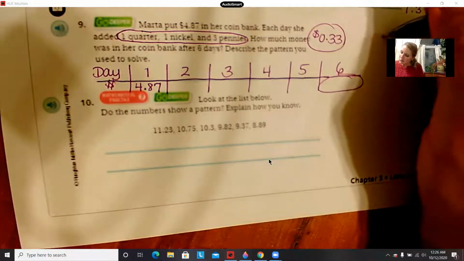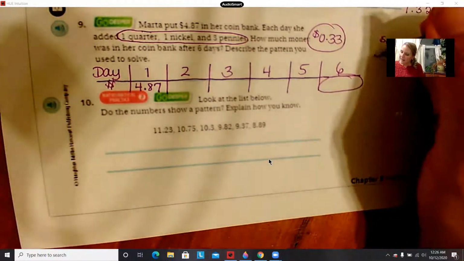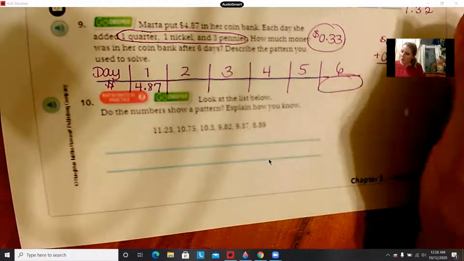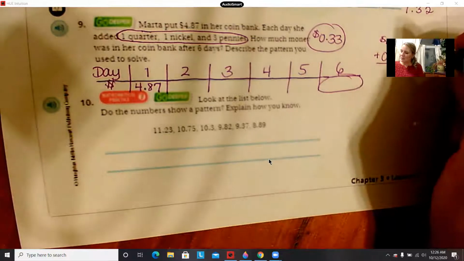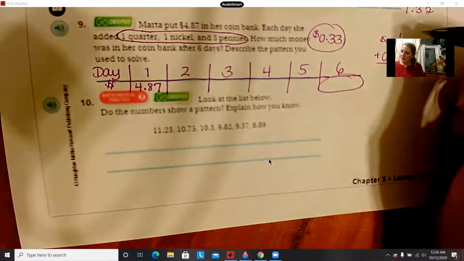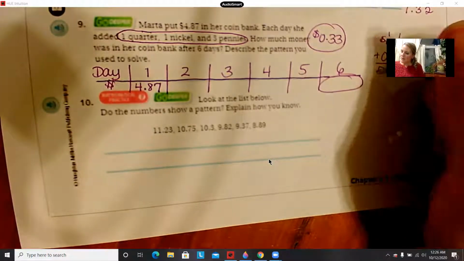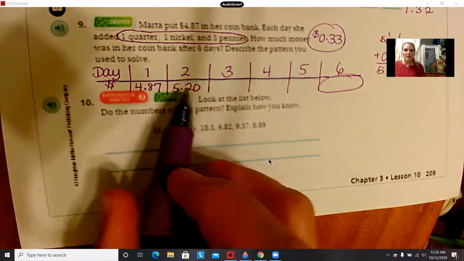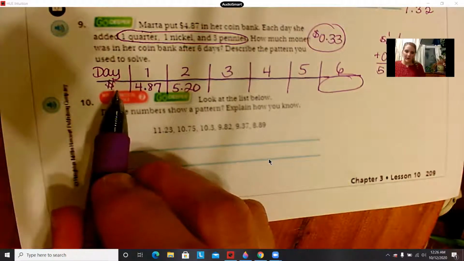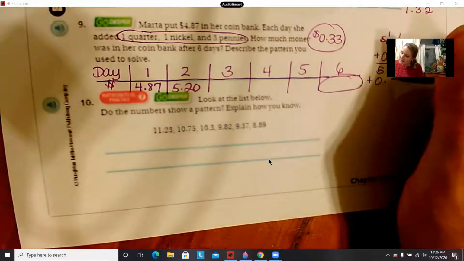So let's start with the $4.87 in her piggy bank, and let's add to it each day our rule, 33 cents. Line up those decimals, and let's do a quick adding. 7 plus 3 is 10, carry your 1. 8 and 1 is 9, plus 3 more is 12, carry your 1. And 1 plus 4 is 5. So on day 2, she's going to have $5.20. I don't need to put a dollar sign here because I have it over here labeled in my chart. Okay, add to that another 33 cents.